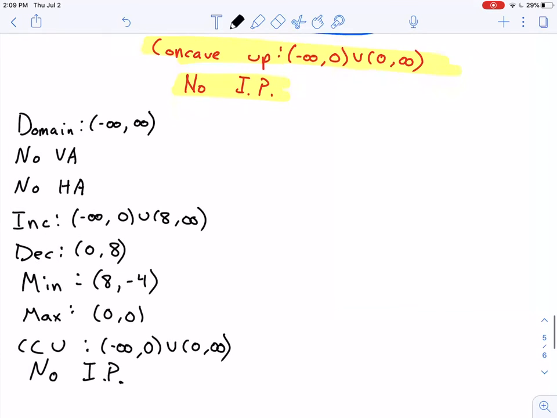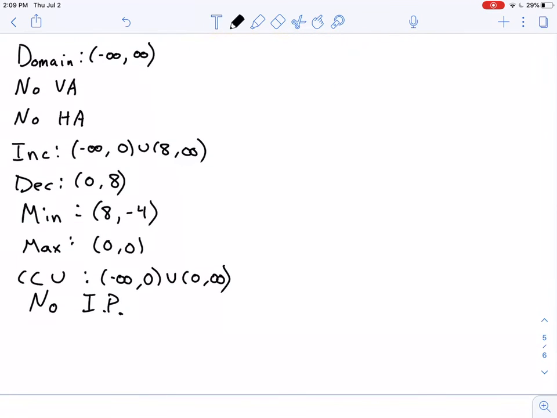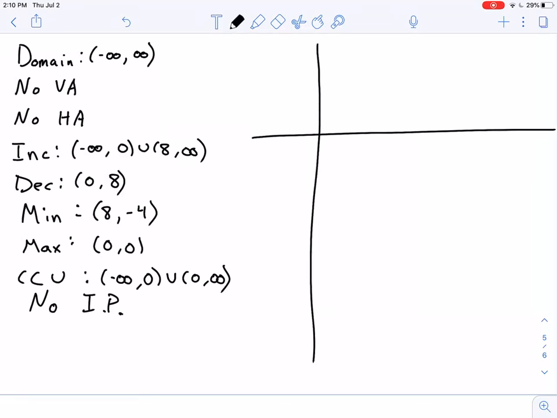Oh boy, okay. Now we just got to make the graph. So here is my, whoops. Let's see, I'm going to look at the points that I have. I have 8 comma negative 4, 0, 0. That's really all I have to work with. I'm just going to make sure that I have plenty of room on that right-hand side.